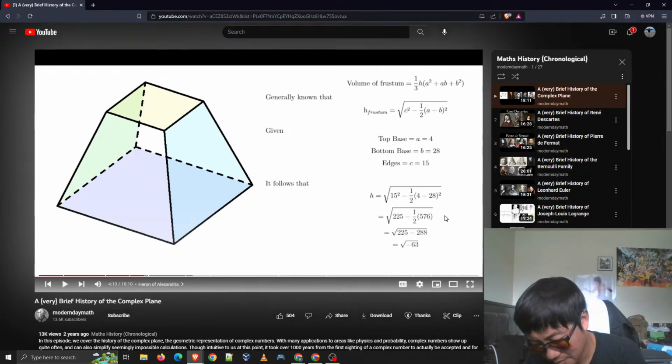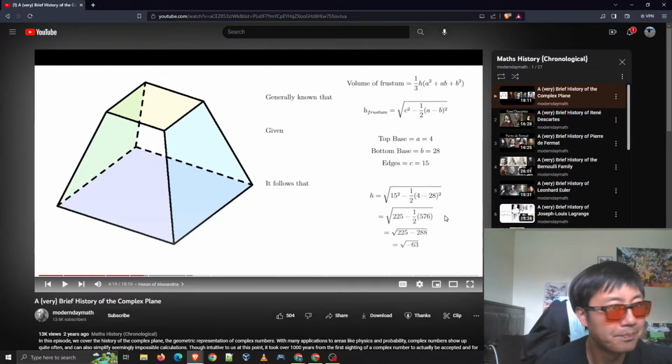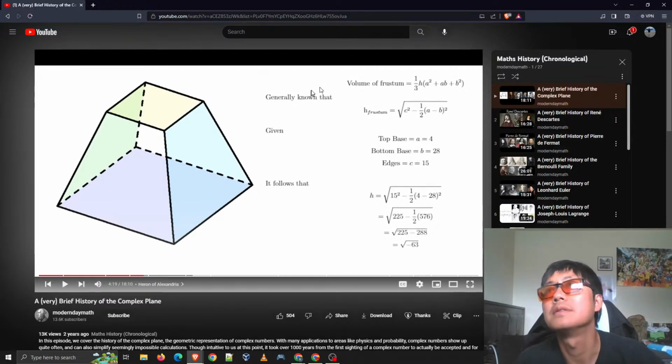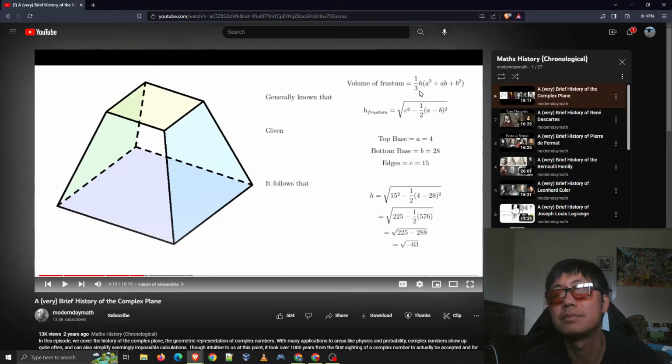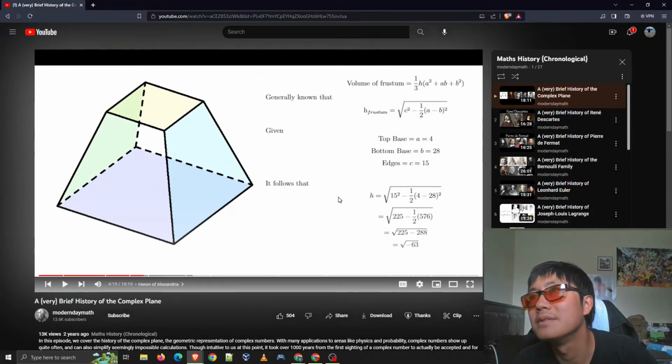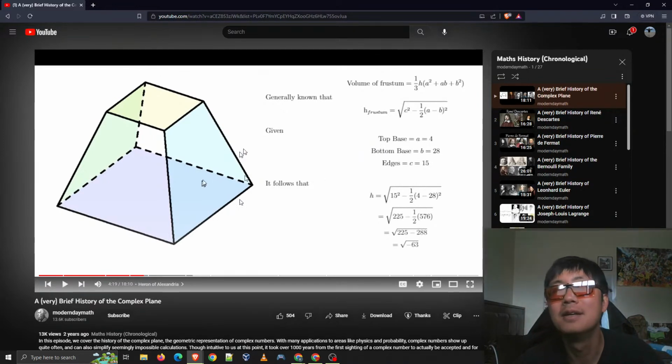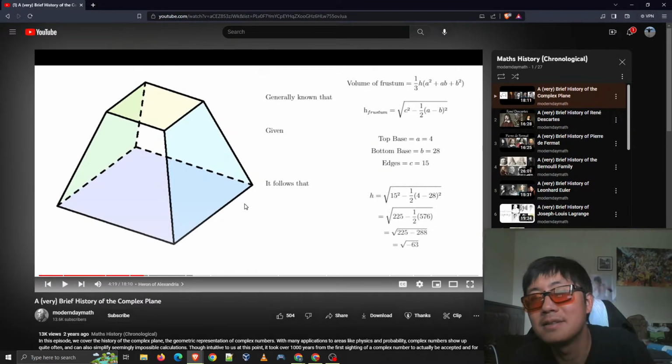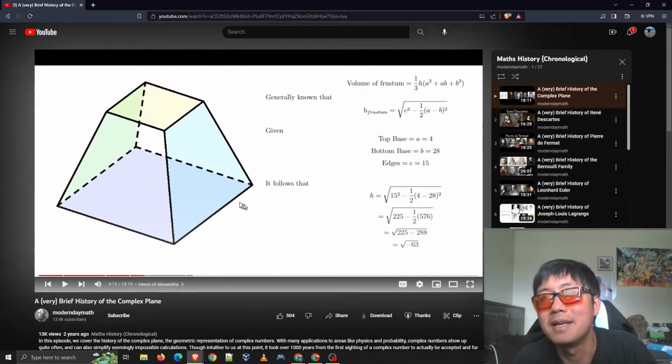I equals the square root of negative 1. Okay. So let's see. Volume of a frustum, 1/2 or 1/3 times height times a squared plus ab plus b squared. So I'll trust that's right. It's not the most important. I'll assume that's right. What we're trying to get at is the complex plane.